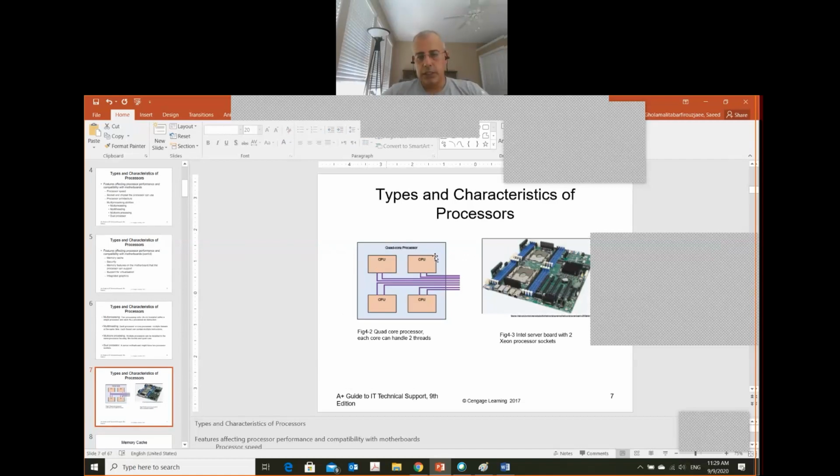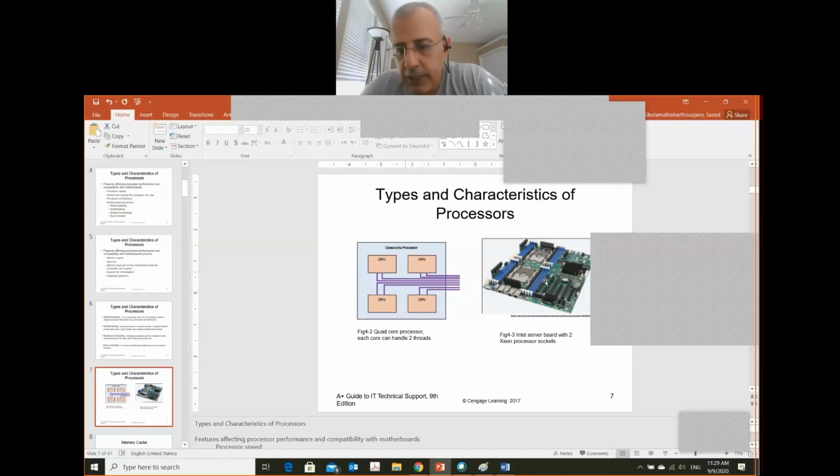So in this picture on the left, we have a quad core processor. This one is one physical processor. Within that physical processor, we have 4 cores. And each core, or logical processor, can handle 2 threads at a time. So this processor can handle 8 threads at a single time. This way, we raise the performance of our processor.